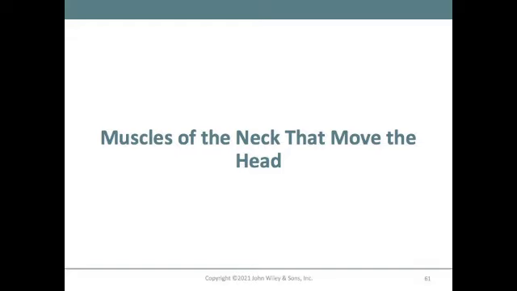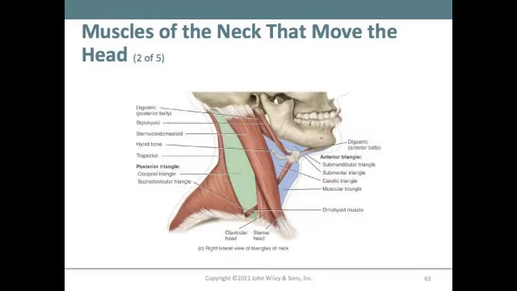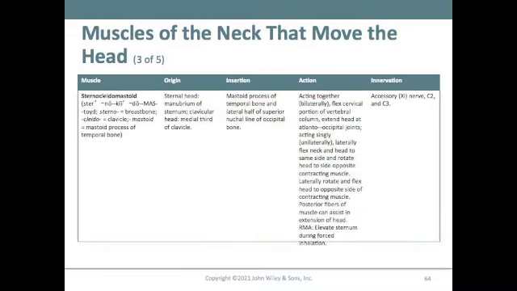Muscles that move the head. Page 364, figure 11.9. Look at how complex this is back here. You've got all these muscles that allow you to move your head. This is figure 11.9 on page 365. The table again.